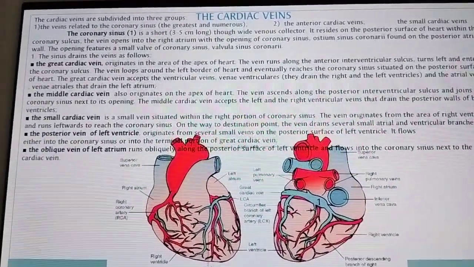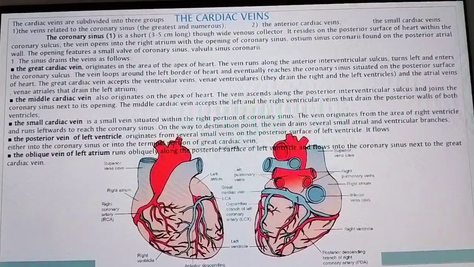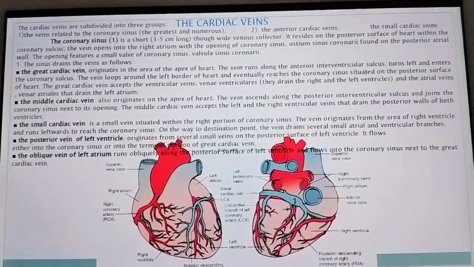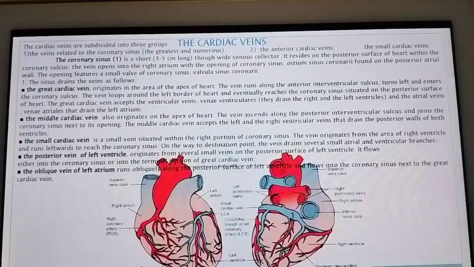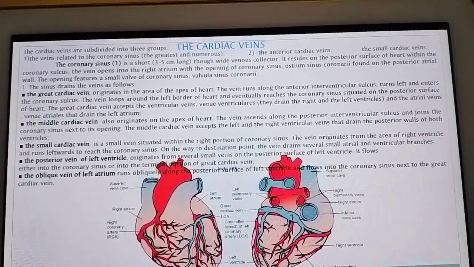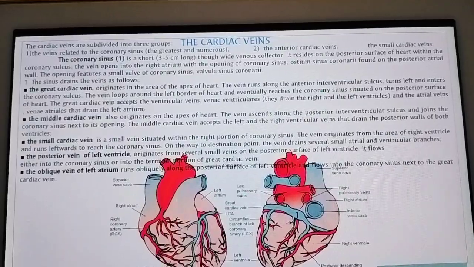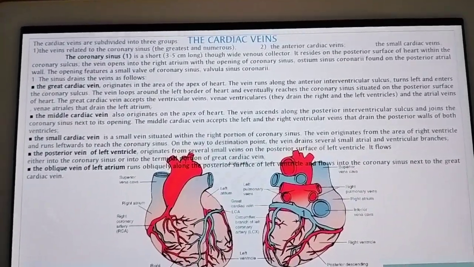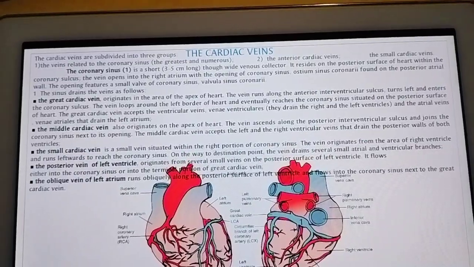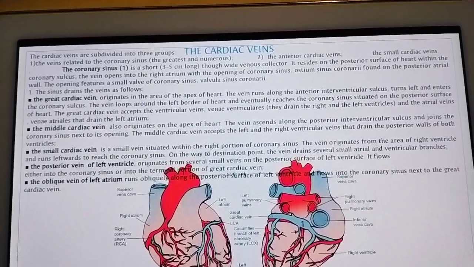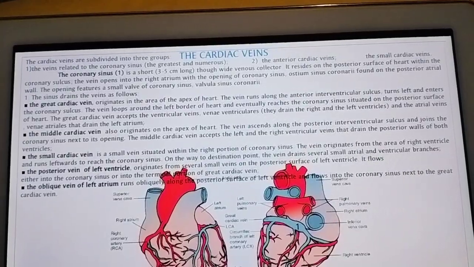Okay. So this coronary sinus is actually 3 to 5 centimeters in length, and it is a short structure. As I said, it is a wide venous collector, and here we have the opening for this venous coronary sinus, which is called the ostium sinus coronarii. Like the pulmonary valve or the aorta, it also has a valve, and that valve is called the valvula sinus coronarii.